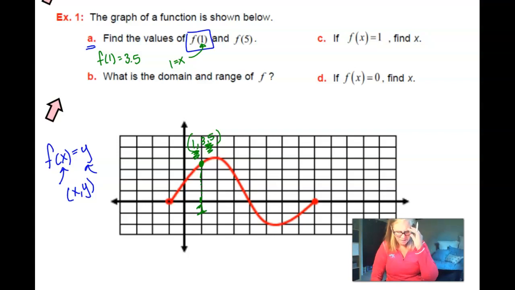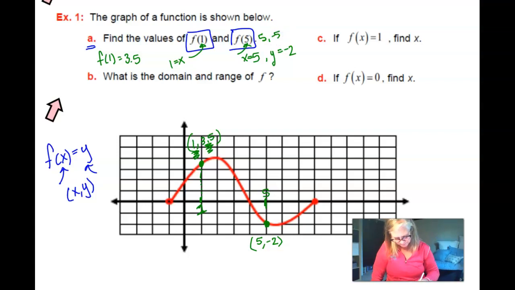You've done lots of problems like that before in the past. Again, one more example. f of 5, where x is equal to 5. So I go to my graph, wherever it might be, 1, 2, 3, 4, 5, right here is 5. And I find this point, which is (5, -2). And so I know that when x is 5, y is equal to -2, because remember f of x is y, or we have the ordered pair (5, -2).